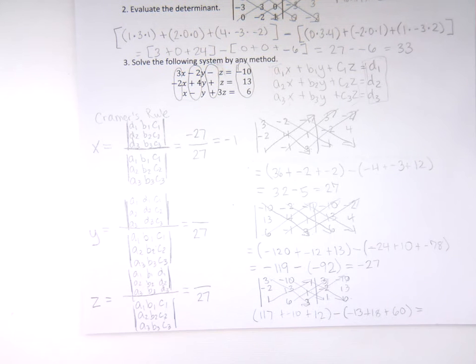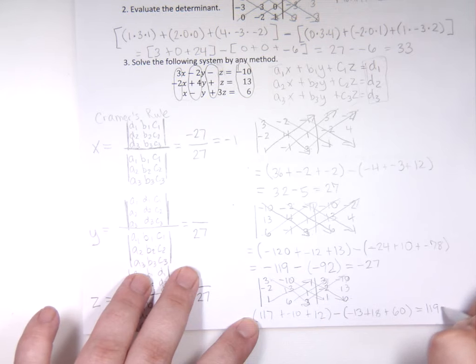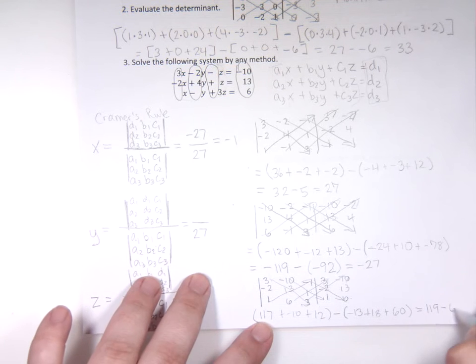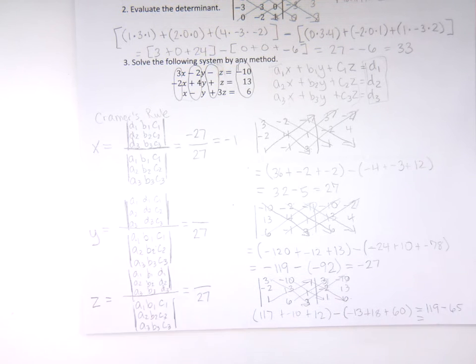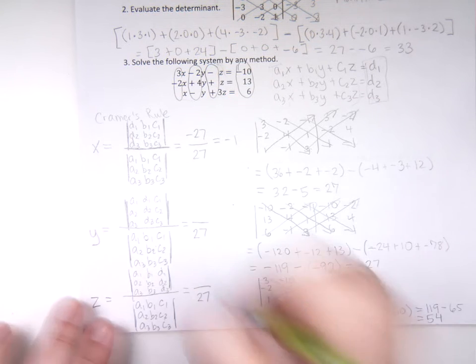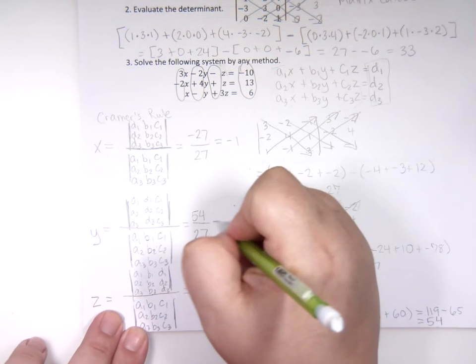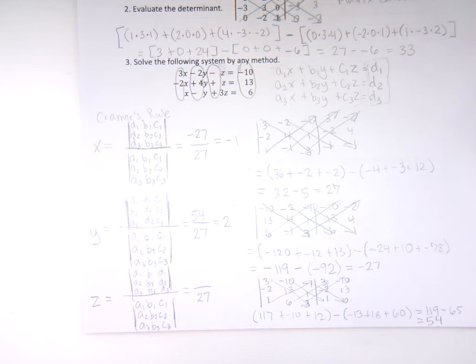So that's going to give us 119 minus 65. And that is going to give us 54. So the top is 54. Now we've got 54 over 27, so that tells us that y is equal to 2.